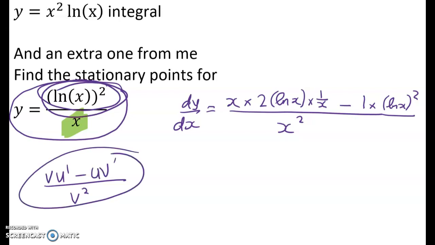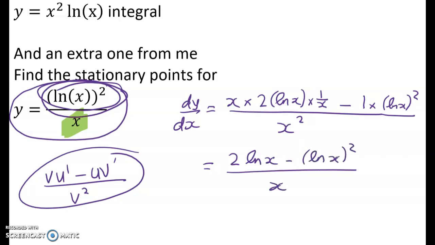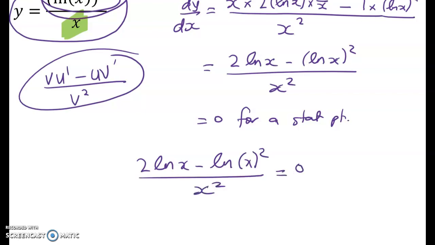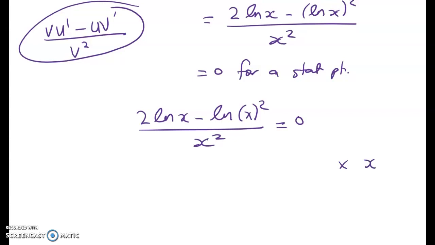And it's fine if you want to do this UV process more slowly. So here, what have we got? Well, let's clean this up. We've got 2 log x minus the natural log of x squared, over x squared, equals 0 for a stationary point. So 2 log x minus log of x squared, over x squared, equals 0. I'm going to multiply both sides through by x squared, leaving me with just the numerator.